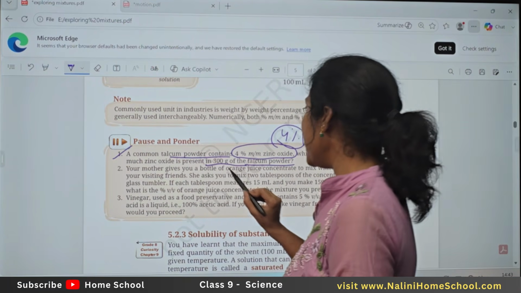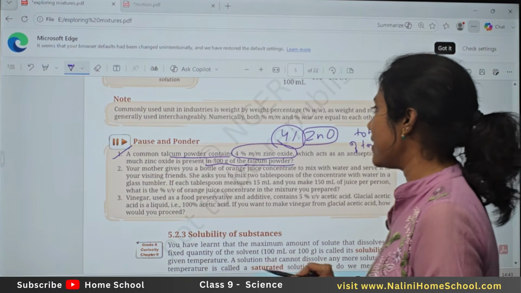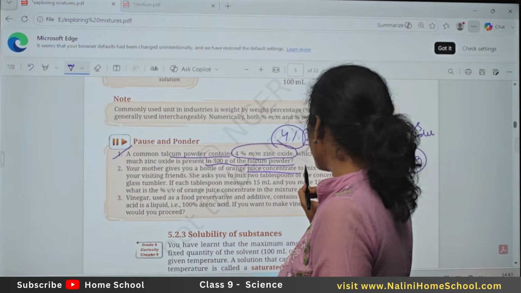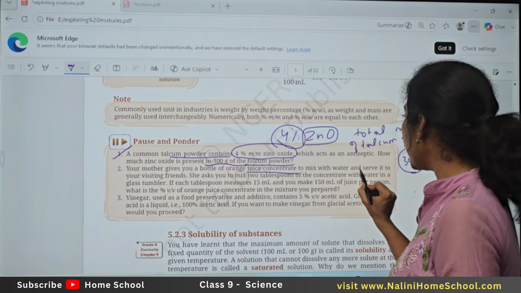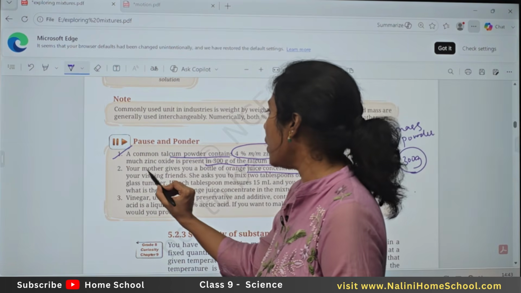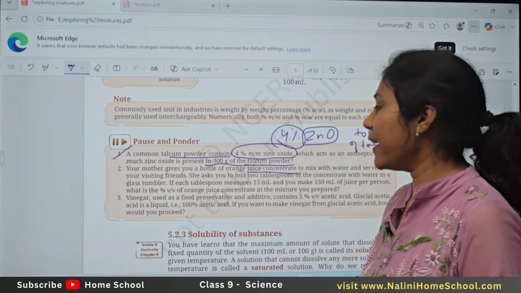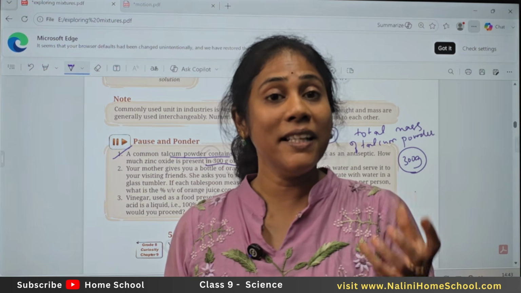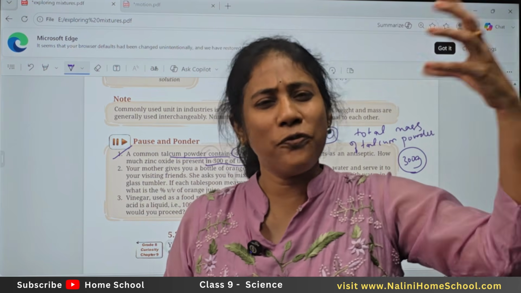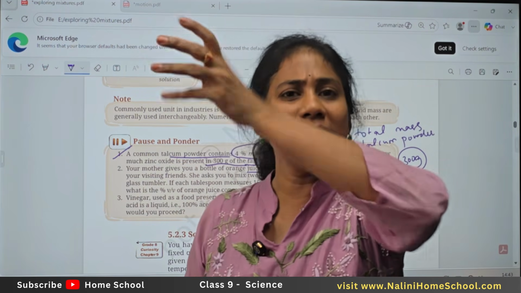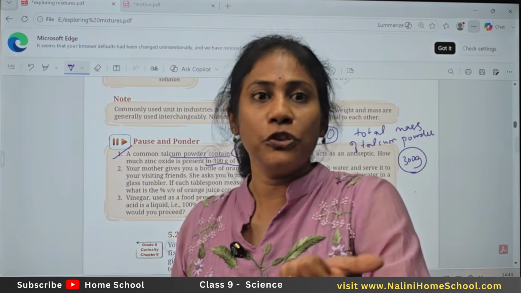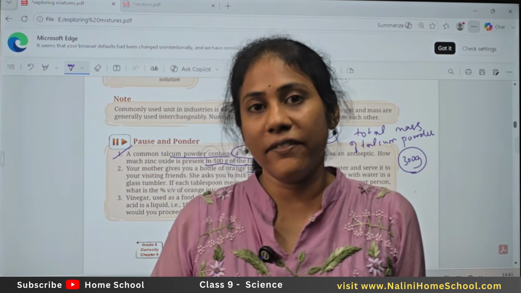So now question number 2. This is also very interesting. Your mother gives you a bottle of orange juice concentrate to mix with water and serve to your visiting friends. These days in the market, what is available is orange juice concentrate. A few spoons you will take and mix with water, so it becomes a drink, isn't it? So you can give it to the friends.